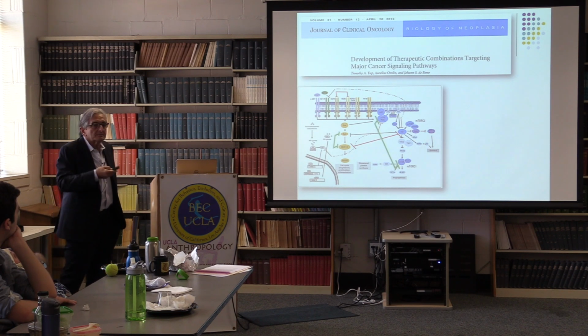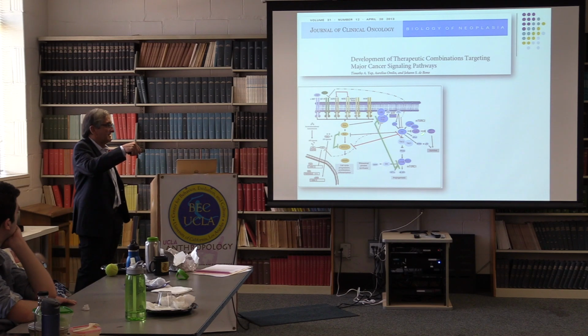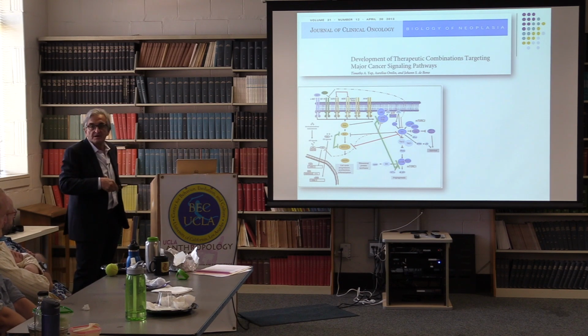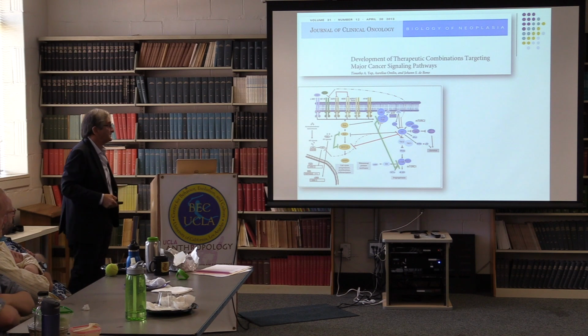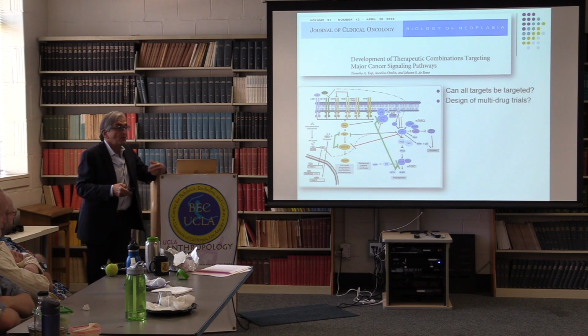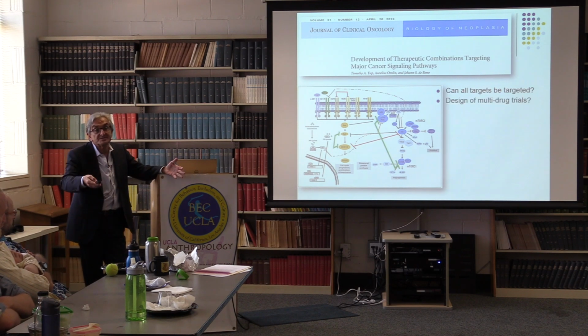So why not target more pathways? Maybe we could hit 3 or 4 of them. I mean, this is the kind of complexity that you see in cancer. You target one step here, and it escapes through another avenue. It's reasonable to ask, can all targets be targeted? How would we design a clinical trial that throws 3 or 4 drugs at one patient?